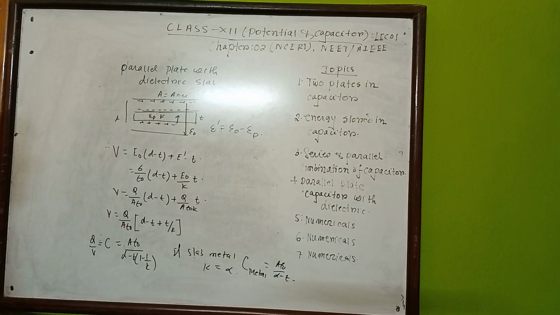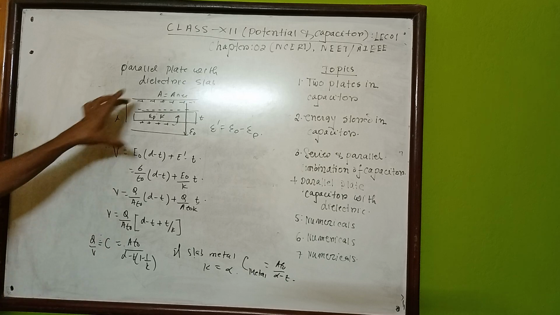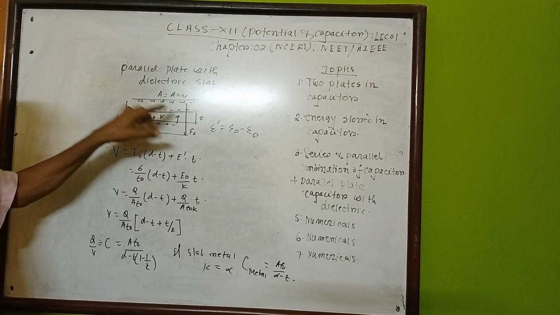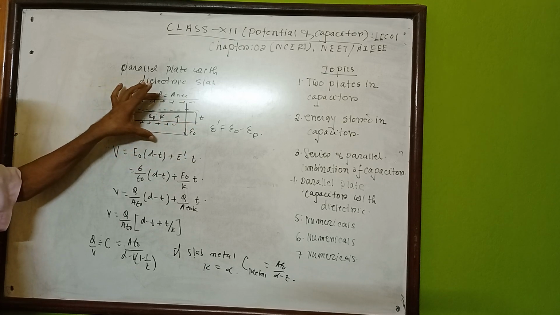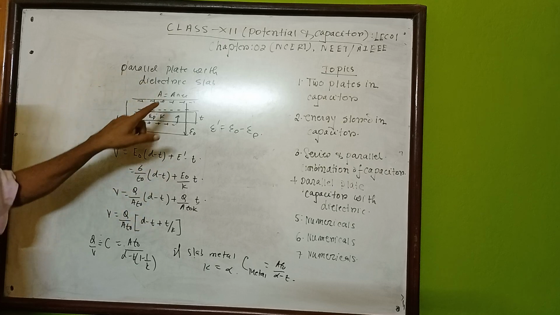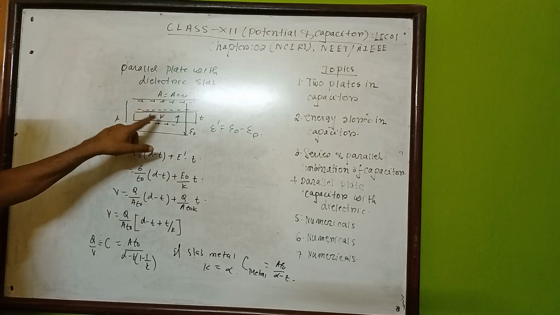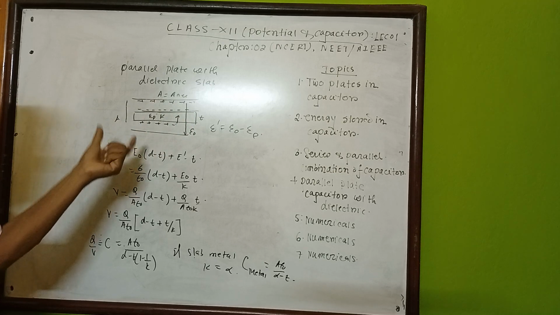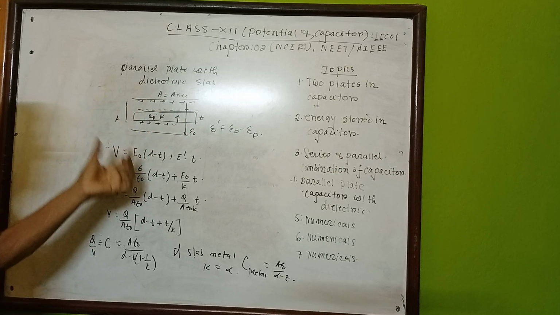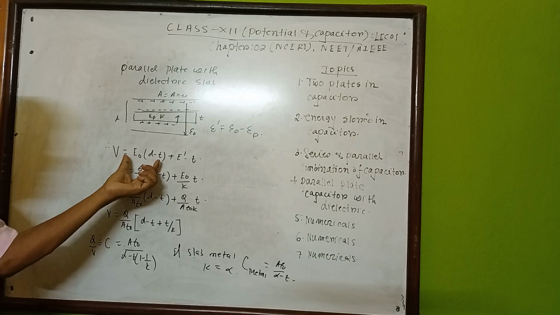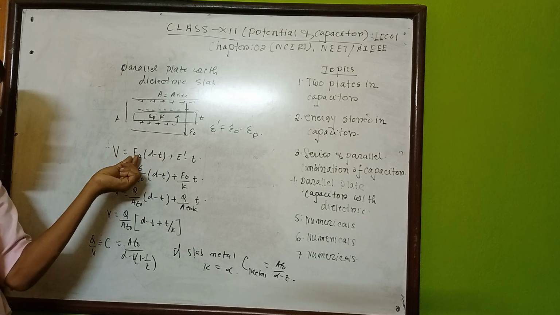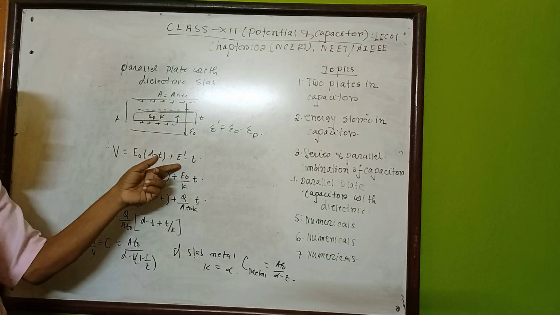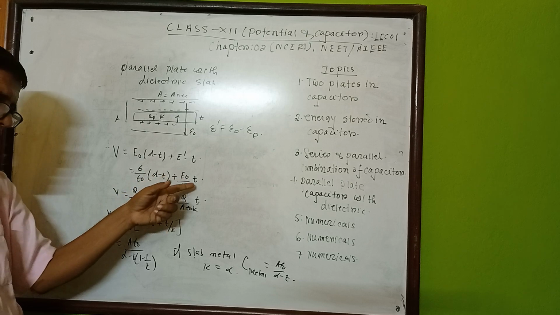Clear? So again I am telling, this is a parallel plate, plus minus, D is the thickness, A is the area, a slab of thickness T introduced between the plates. Now this dielectric is composed of two parts. One is air of thickness D minus T, other is a dielectric slab of thickness T. Now you calculate potential for the slab and potential for the air. For air, the electric field is E sub 0, D minus T is the thickness, and for the slab it is a polarized field E prime, that is E0 by k, into T.